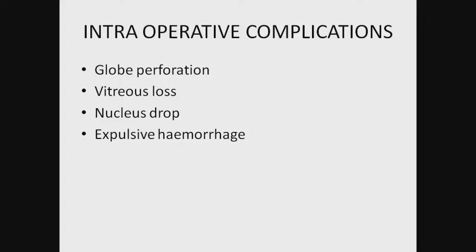So while doing the surgery, what intraoperative complications can occur? Globe perforation. When can globe perforation occur? While giving the periorbital block, many times the needle is directed toward the globe, and if the patient is myopic, you know the sclera is very thin. So in such patients, chances of globe perforation are there. With proper precaution, such a complication can be avoided.